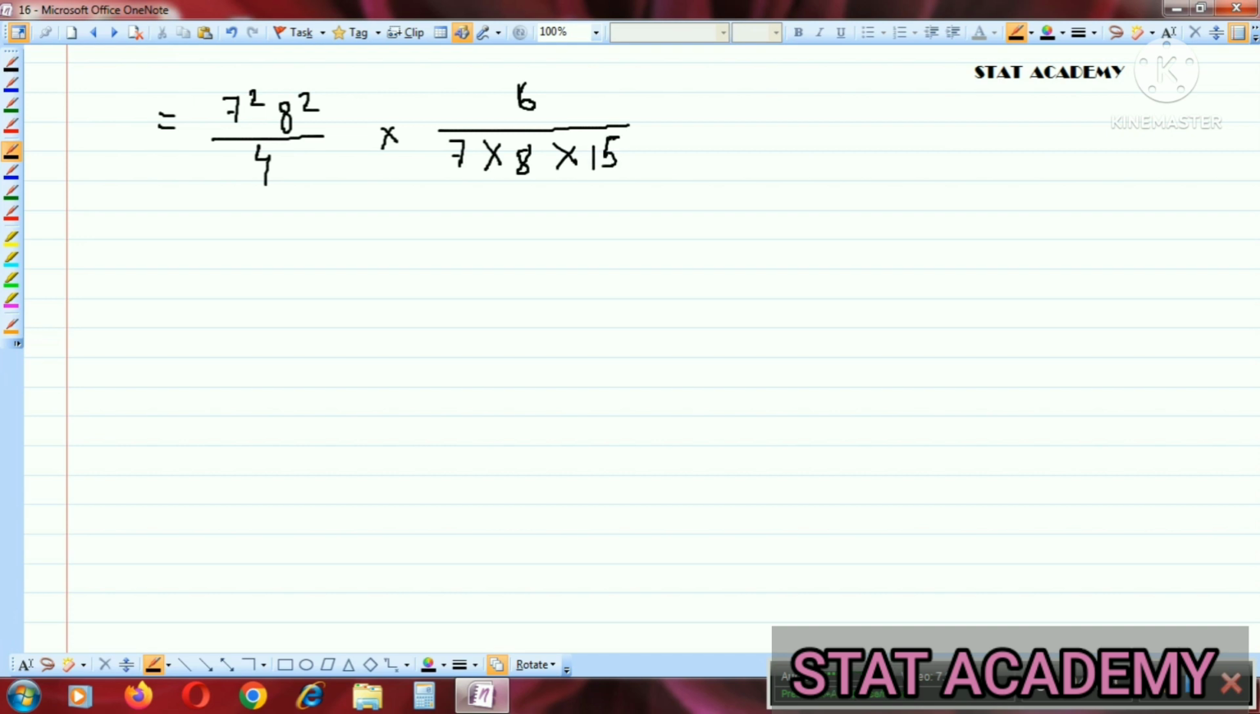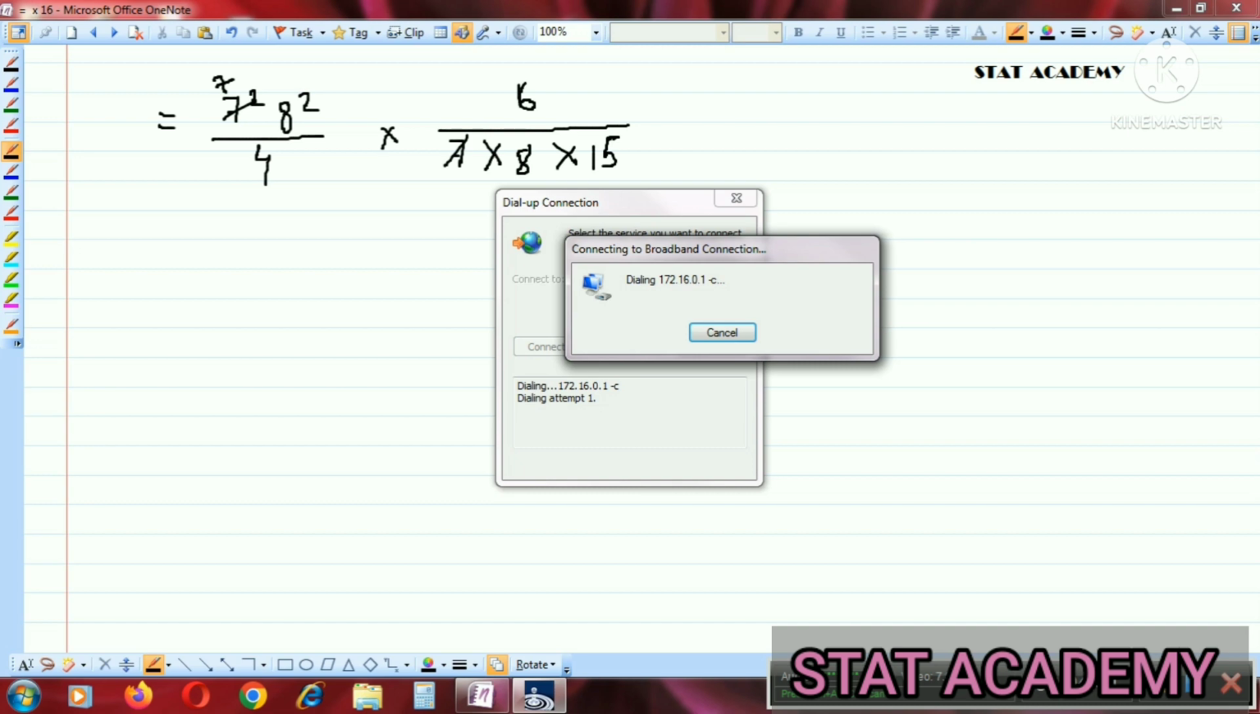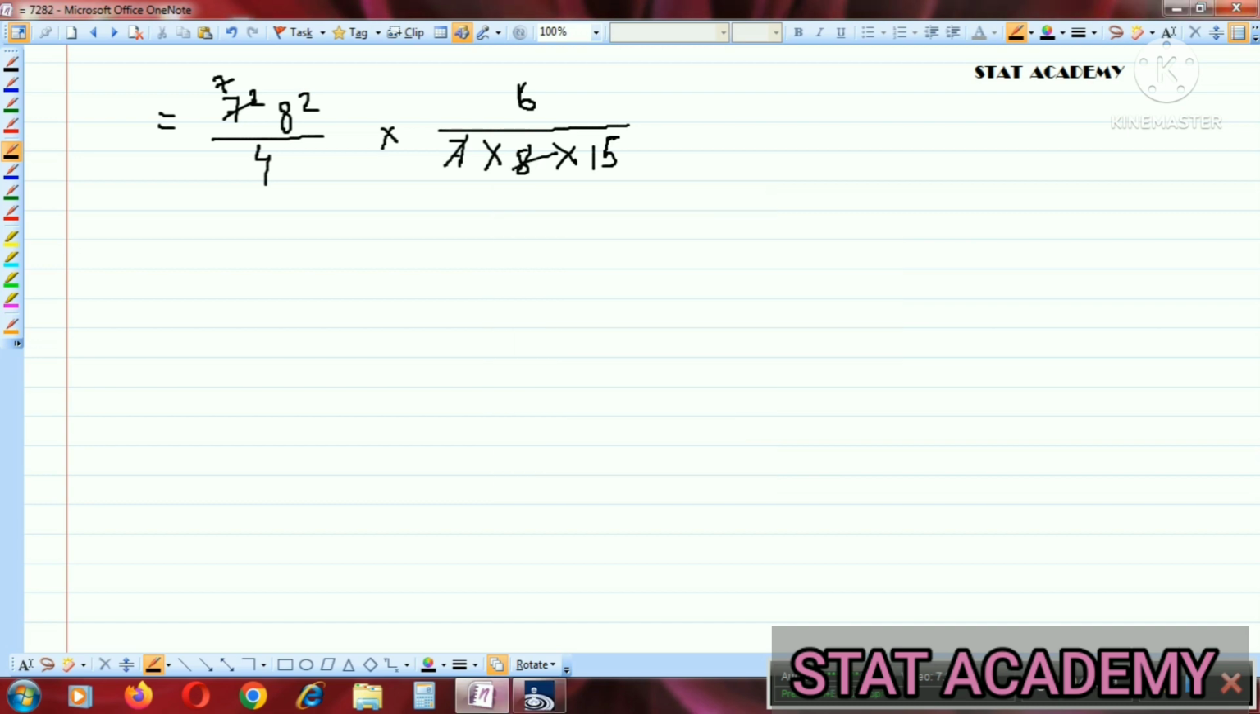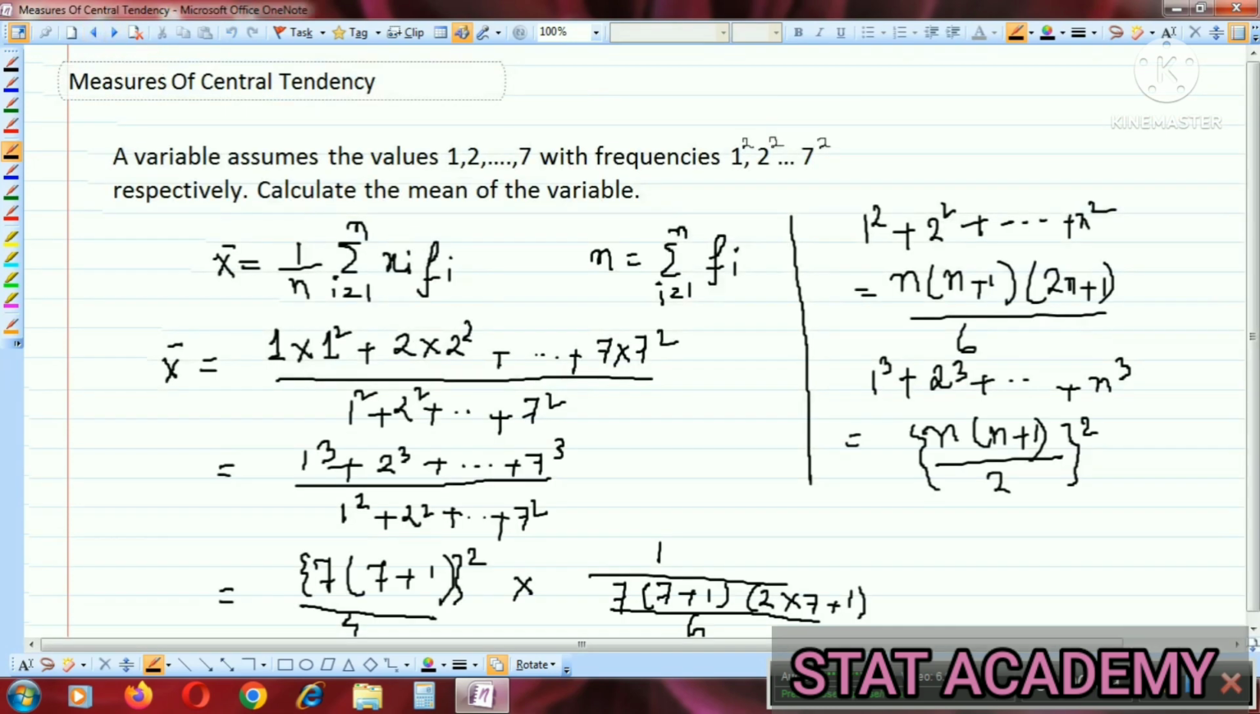So if we cancel this 7 with 7, we have 1 7, and 8 with the corresponding 8 we have 1 8, and 2 2s are 4, 3 2s are 6 and 3 divided by 5. So we have 7 8s are 56 divided by 10, that is equal to 5.6. Hence the mean of 1 to 7 with frequencies 1 square, 2 square, up to 7 square is 5.6.